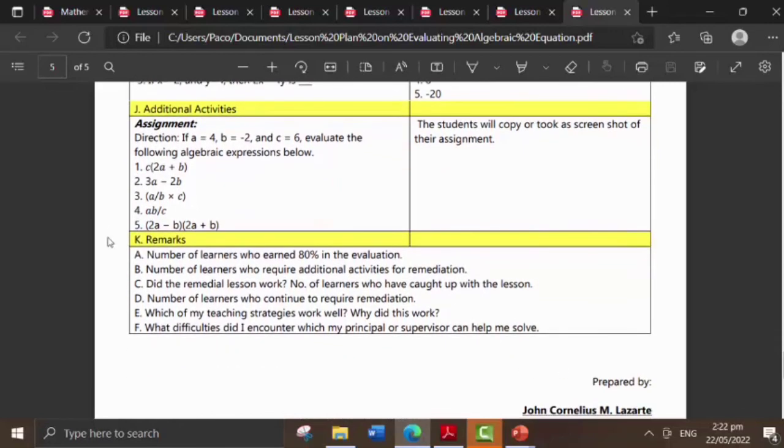After that, we have the remarks that should be noted after the lesson. The first one is the number of learners who earned 80% in the evaluation after checking the evaluation. Second, the number of learners who required additional activities for remediation, those who have failed the assessment or have low scores. For the third one, did the remedial lesson work? Number of learners who have caught up with the lesson, and the number of learners who continue to require remediation. Which of the teacher's strategies worked well? Why did it work? What difficulties did I encounter which my principal or supervisor can help me solve?